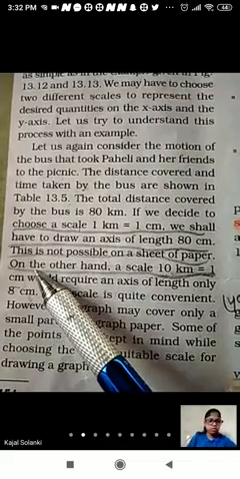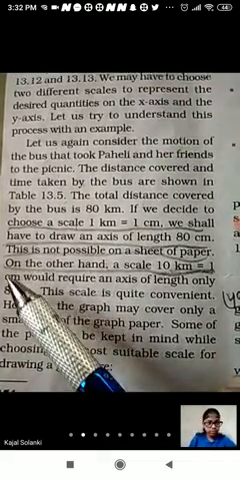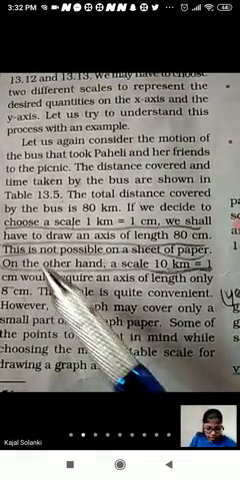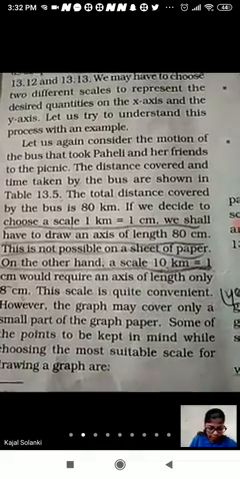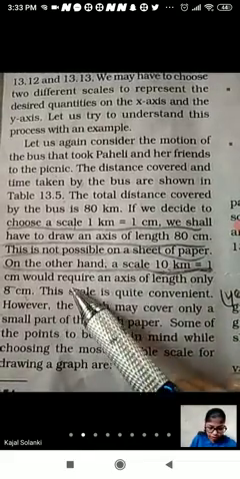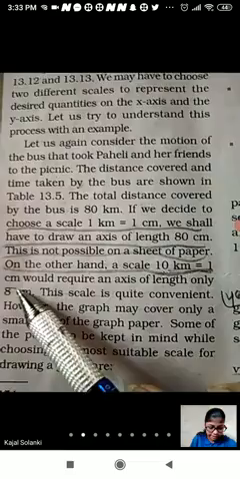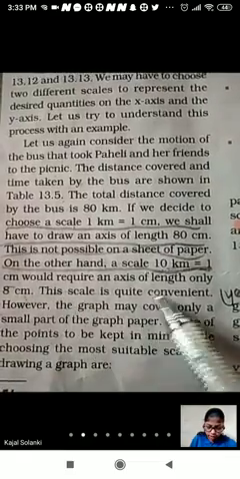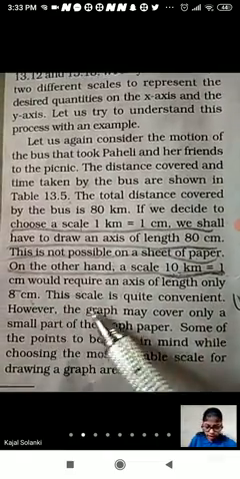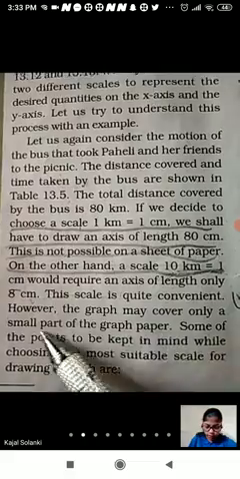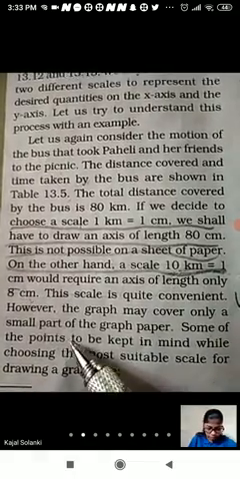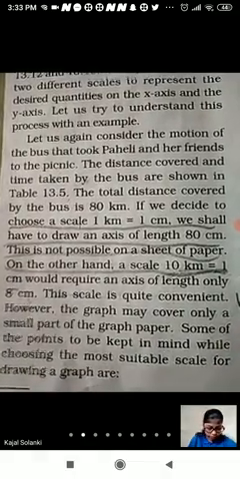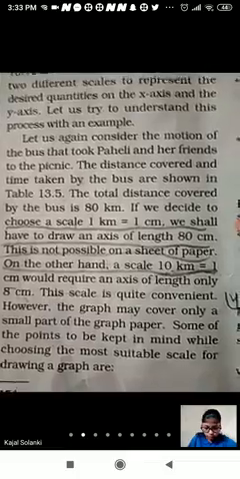On the other hand, a scale of 10 km equals 1 centimeter would require an axis of length only 8 centimeters. This scale is quite convenient. However, the graph covers only a small part of the graph paper. Some of the points to be kept in mind while choosing the most suitable scale.